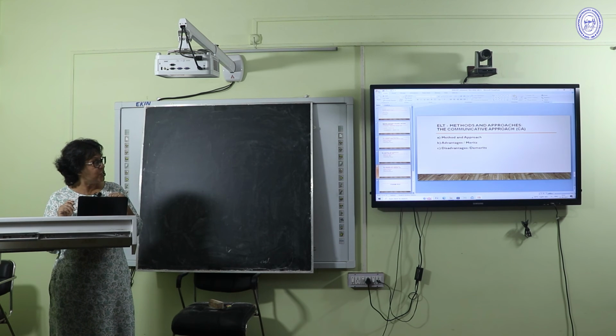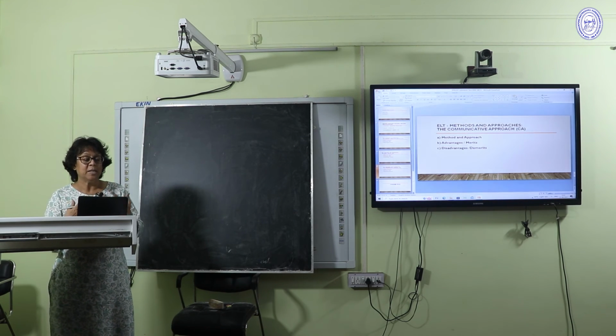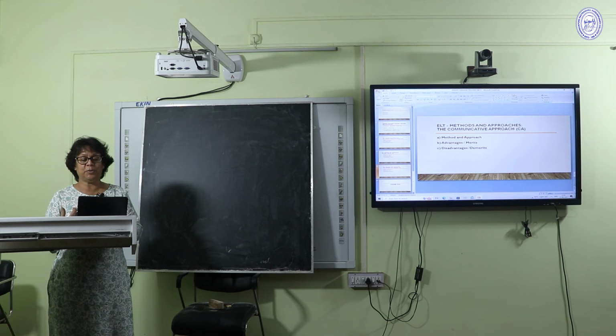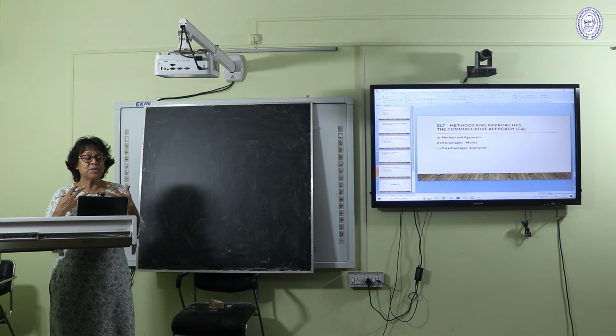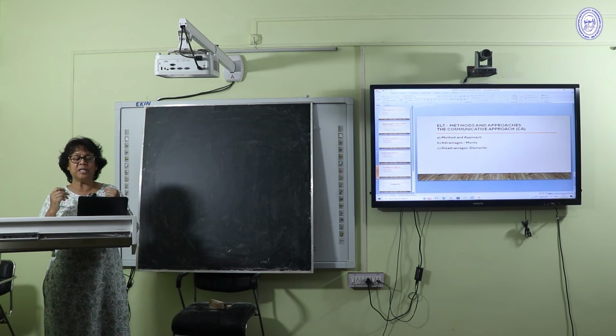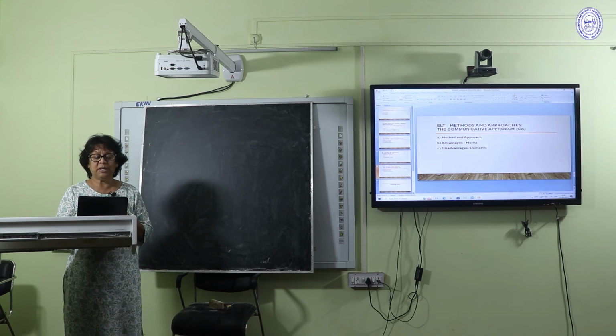Now, what is language according to the communicative approach? A, the language is a system for expression of meaning. B, the primary function of language is for interaction and communication. C, the structure of language reflects its functional and communicative uses. And D, the primary units of language are not merely its grammatical and structural features, but categories of functional and communicative meaning.